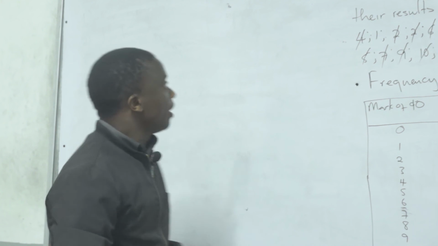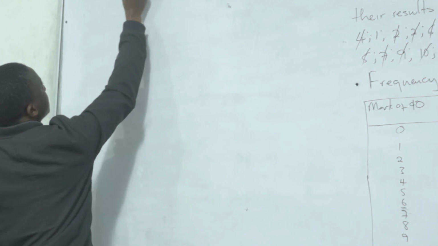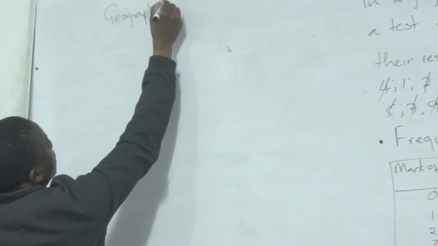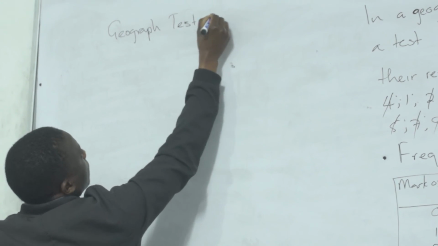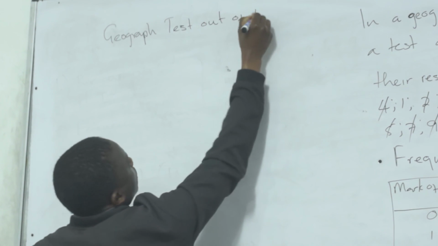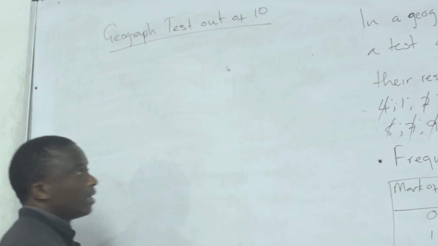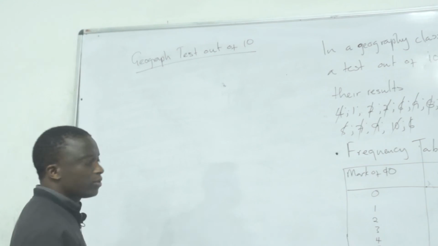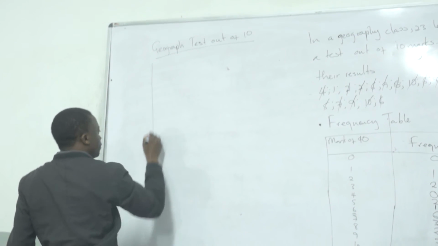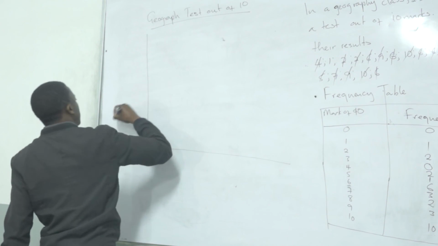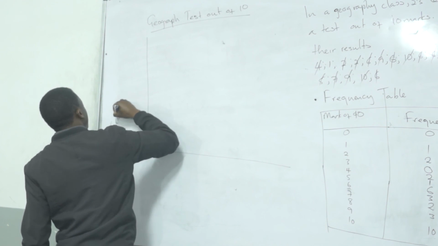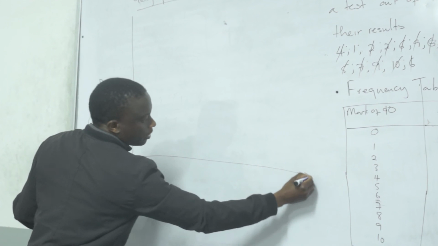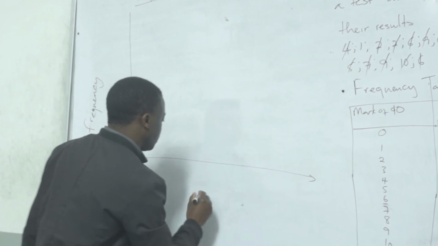So we say that Geography test out of 10 is our heading. Then in the x-axis we put our frequency. Then on the y-axis we have the marks out of 10.